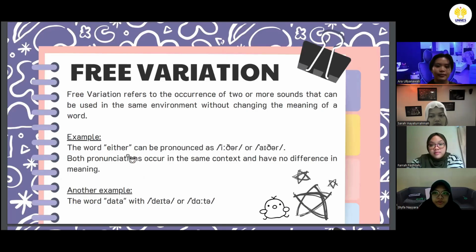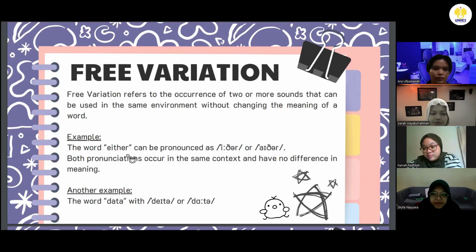So moving on to free variation. So what exactly is free variation? Free variation refers to the occurrence of two or more sounds that can be used interchangeably in the same environment without altering the meaning of a word. It highlights the flexibility in pronunciation that still retains the intended meaning. The first example is the word either. It can be pronounced as either or either. Both pronunciations occur in the same context and convey the exact same meaning.